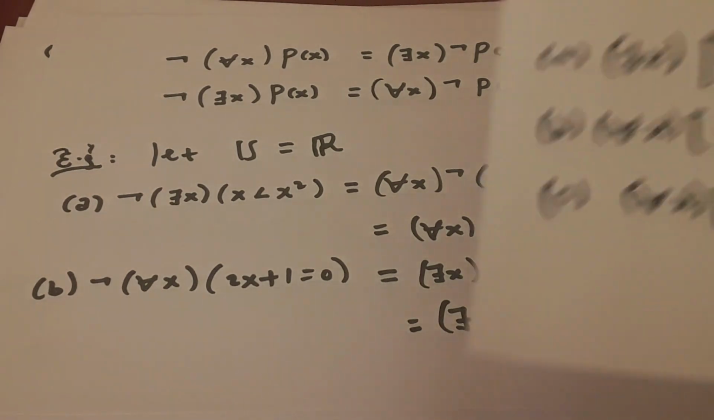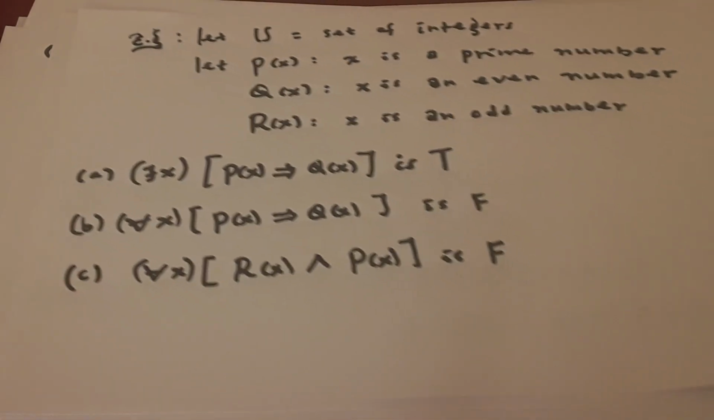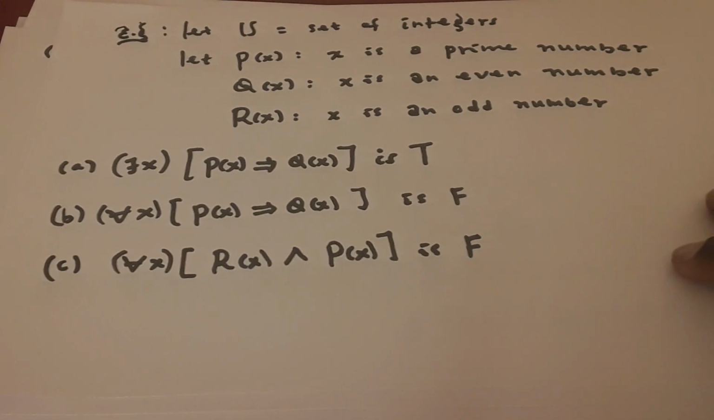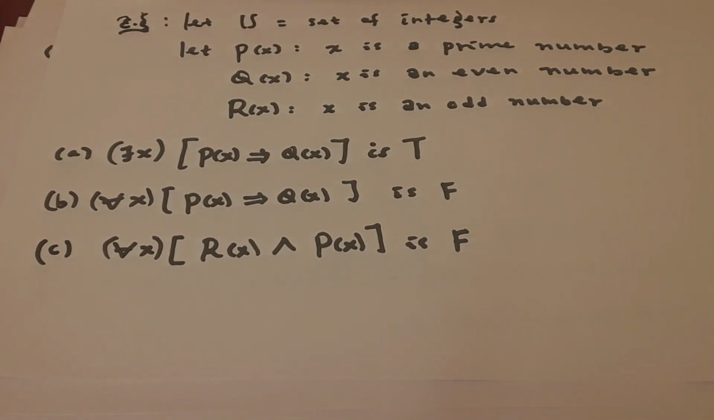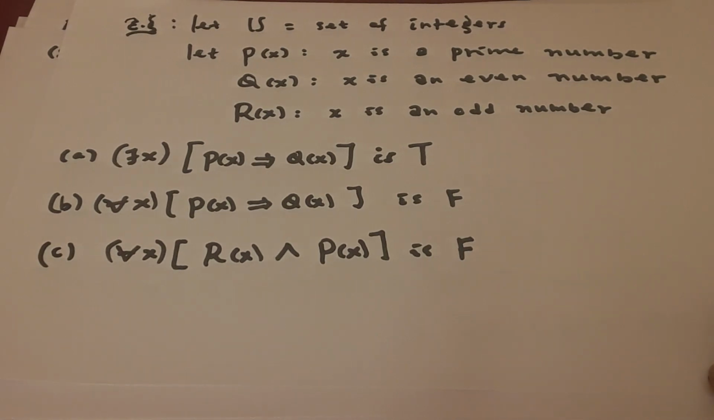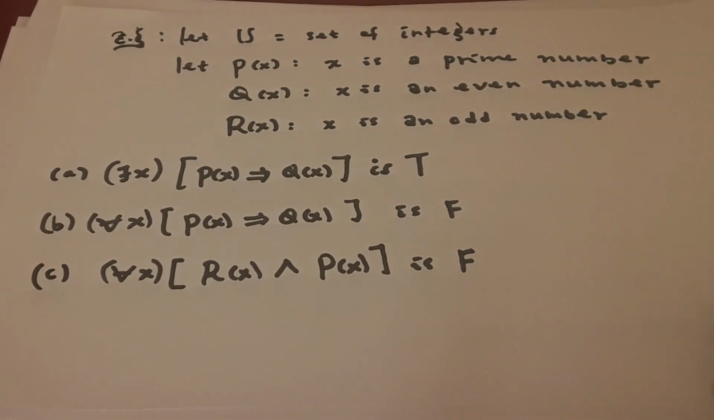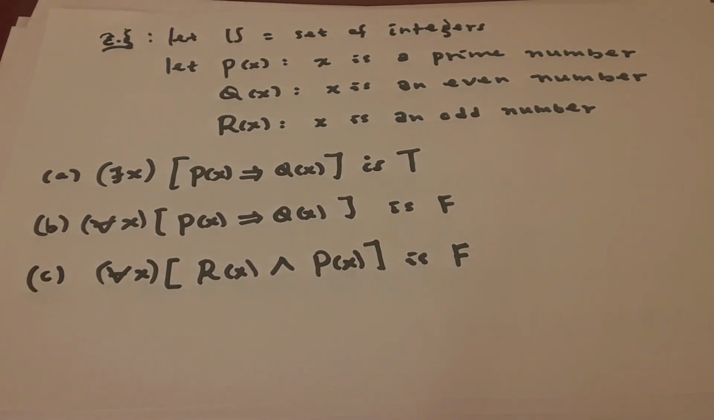We will also look at propositions containing quantifiers. We can form a compound proposition like we did last time by joining them with the connectives, the same way we formulated compound propositions without quantifiers. Let's say U is the set of integers, the universal set. P is a prime number, Q is an even number, R is an odd number.